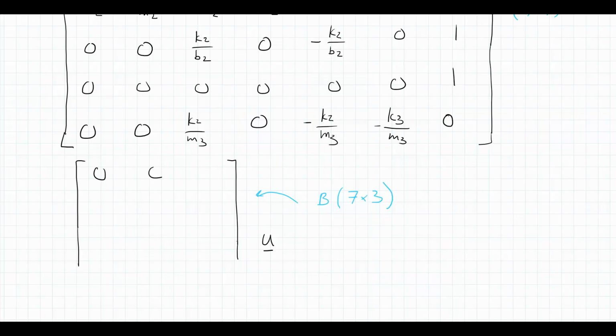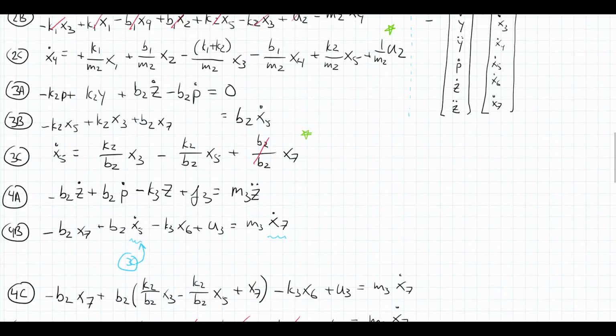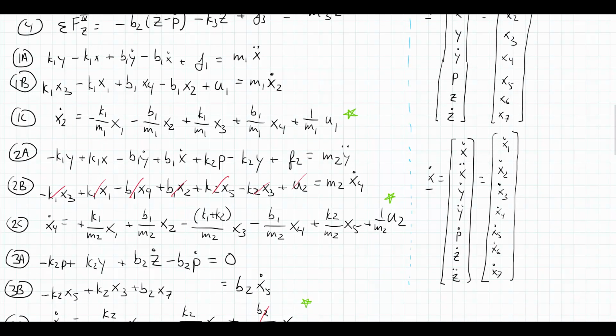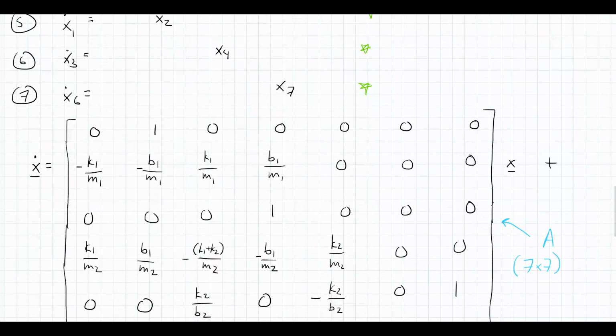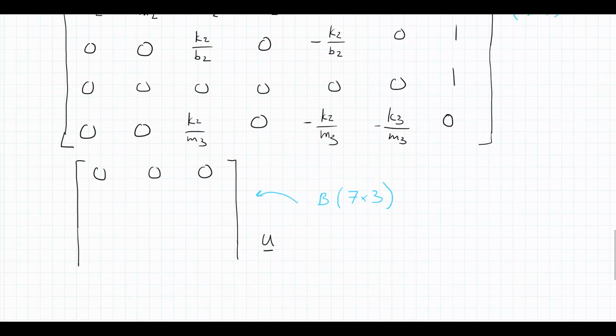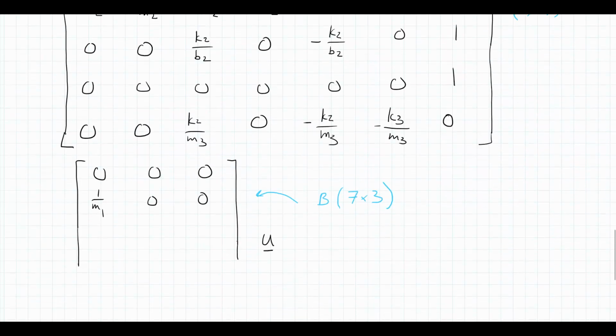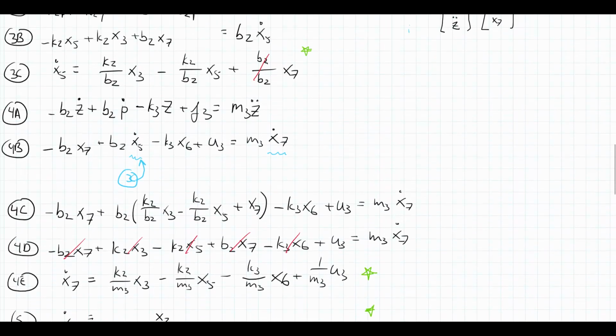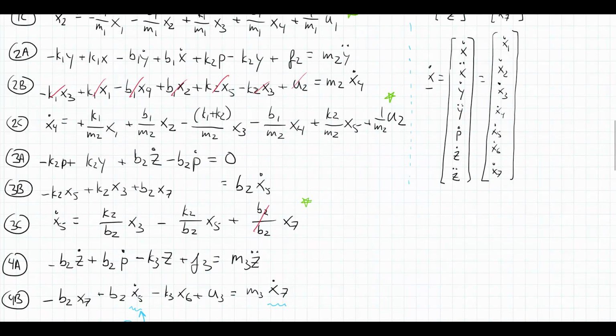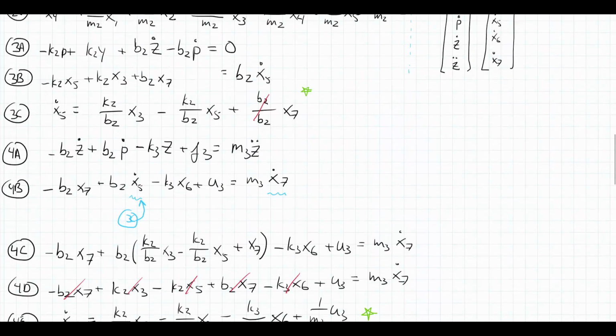So first row, we have no U terms, so all zeros. X2 dot. Going all the way back up to 1C, we have a U1 term. 1 over M1 is its coefficient. So coming down here, 1 over M1 times U1, 0, 0. X3 dot. There are no U terms, so all zeros. X4 dot. We have equation 2C. We have a 1 over M2 in front of a U2.